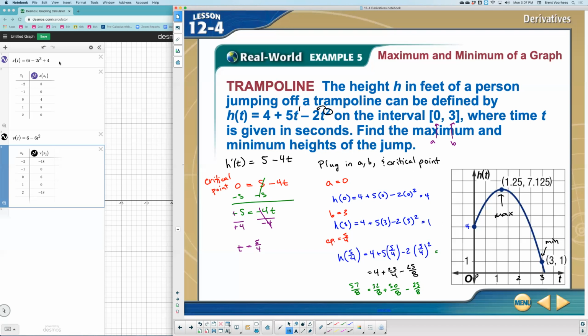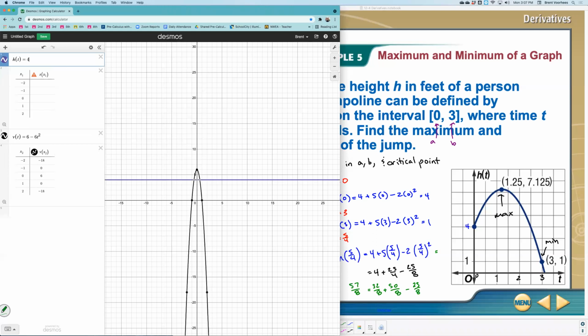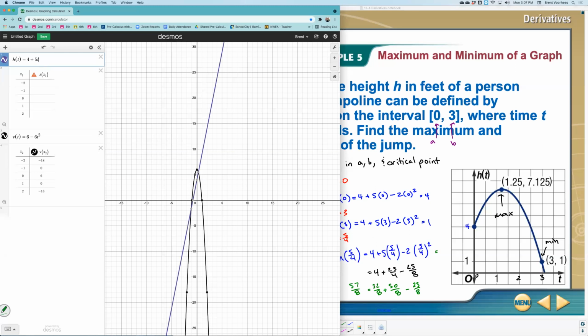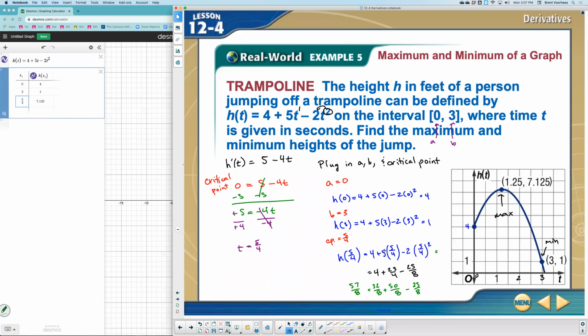And now I'm going to show you why I said it would be quicker if I used this calculator here. H of t equals 4 plus 5t minus 2t squared. And let me get the table. We want the value 0, we want the value 3, and we want the value 5/4. I don't need those. That value right there is 57 over 8.